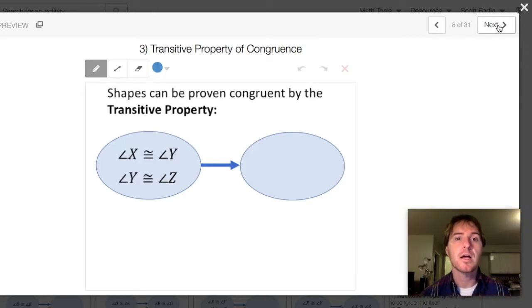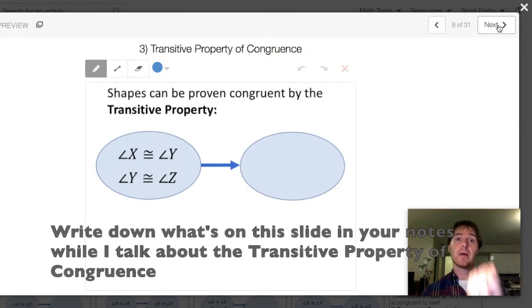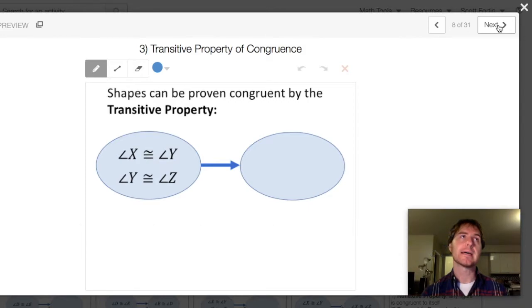Keep moving on here. Shapes can be proven congruent by the transitive property. So you studied the transitive property of equality on Monday. Go back and rewatch a bit of that if you got a little bit confused. I caught a lot of people on the exit ticket because transitive property is oftentimes very much confused with the substitution property of equality. And part of that is you actually study substitution and transitive property at the same time in Algebra 1 as well.